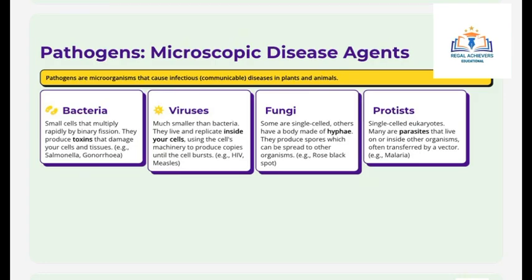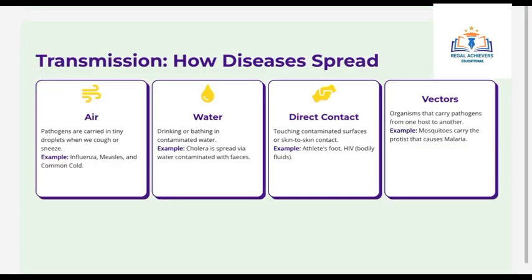Now that we know what pathogens are, let's see how they move around. Diseases don't just appear, they travel, and understanding transmission is key to prevention. Pathogens can hitch a ride in the air through tiny droplets when we sneeze or hide in contaminated water. They also spread through direct contact, like touching surfaces or skin to skin. Some even use vectors like mosquitoes to move from person to person.